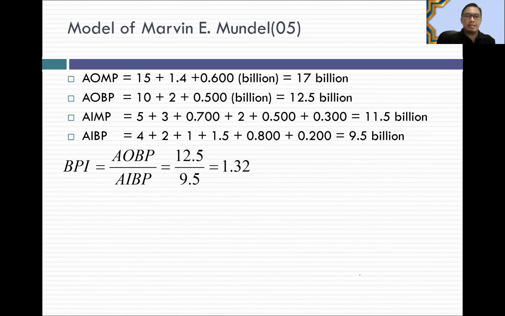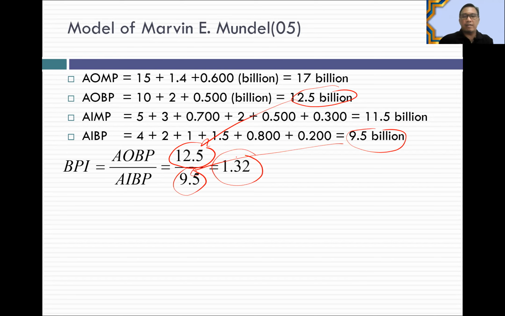And then BPI, the base performance index, or productivity in the base period. So the ratio of output to input in the base period is 12.5, which came from here, divided by 9.5, which is from here. So the base performance index is 1.32.